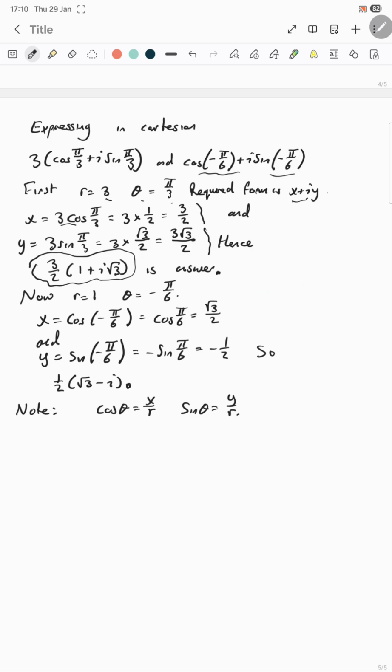This is the answer. Now for r equals 1 and theta equals minus pi over 6, again we're plugging in these values and transforming, we get this in our complex plane, if you will, Cartesian, and noting that cosine theta equals X over r and sine theta equals Y over r.